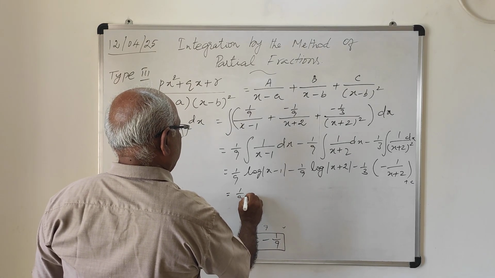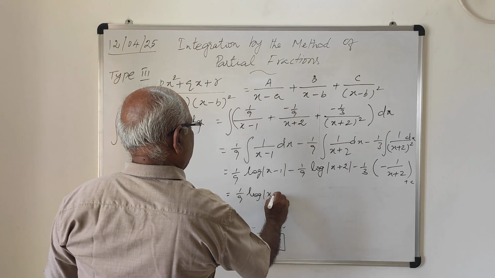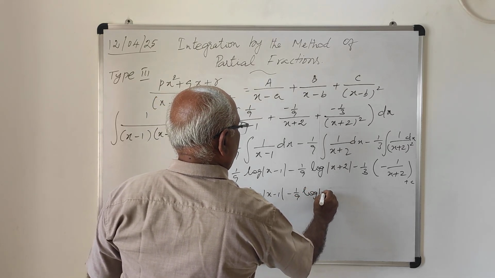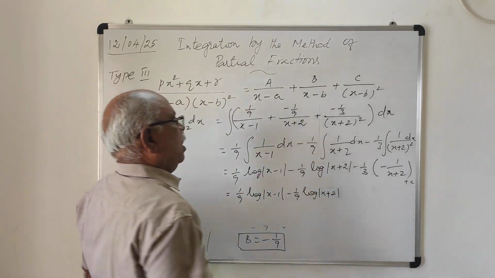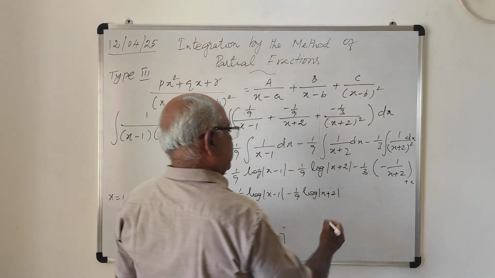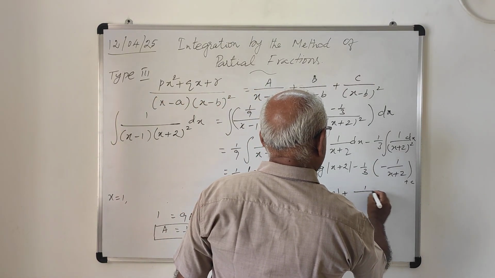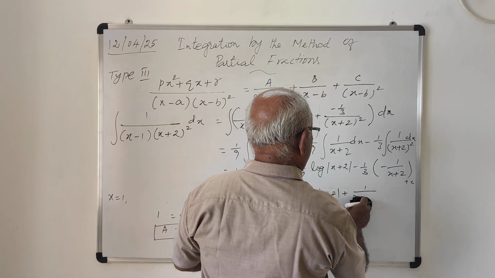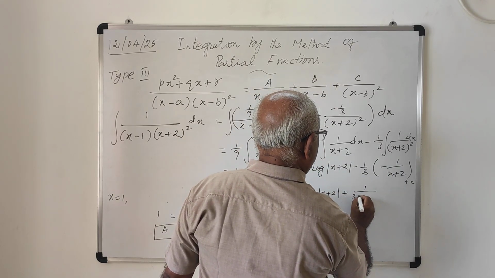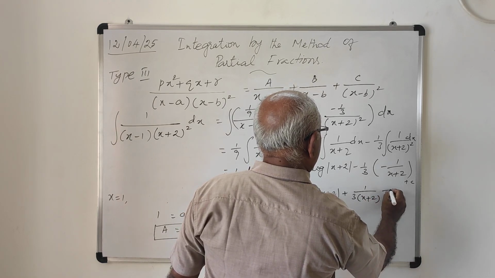You will get 1 by 9 log of x minus 1, minus 1 by 9 into log of x plus 2. That term becomes minus into minus, plus 1 by 3 into x plus 2, plus c.